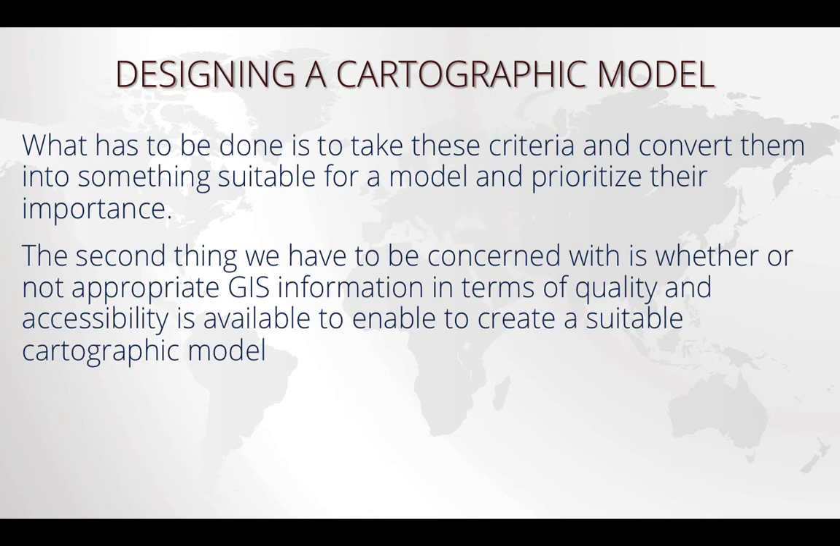So what you as a GIS analyst have to do then is take these criteria and convert them into something that's suitable for a cartographic model, and again prioritize the importance of the individual components. The second thing you have to be concerned about is whether or not there's actually appropriate GIS information, in terms of quality and accessibility to you, that allows you to create this. There's no reason to include some of these components if you can't even get data that will allow you to address the question. And in fact, if the data is poor quality, it could actually lead you to the wrong conclusion, which would make, in this case, retired Dr. Klein not so happy.